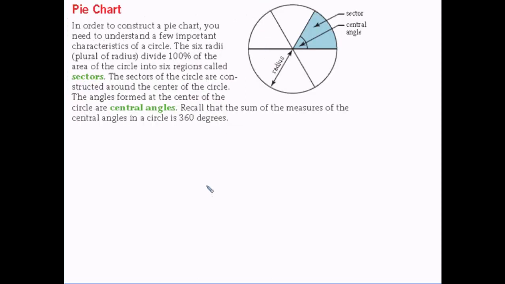Pie chart. The pie wedge is called a sector. The angle here is called the central angle. The radius is the length from the center to the side. And the whole circle measures 360 degrees. And if you're going to create an accurate pie chart, you have to use that 360 degrees.